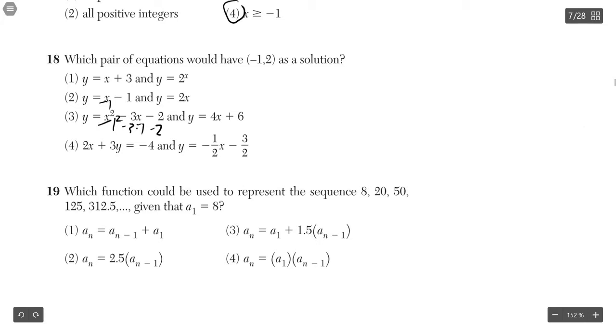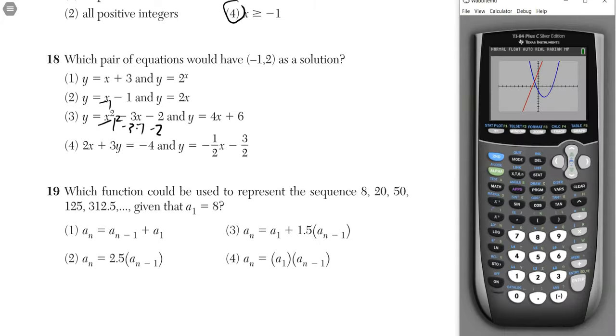So unless I am making a mistake with my mental math. Oh wait, maybe I am making a mistake. Let's see. So this looks like it might work actually. 5 intersect negative 1 comma 2. So negative 1 comma 2 is a solution here. Where did I go wrong with the mental math?